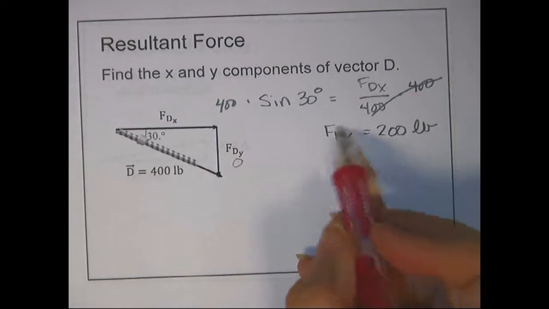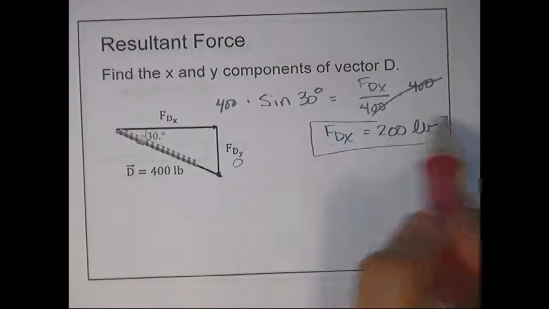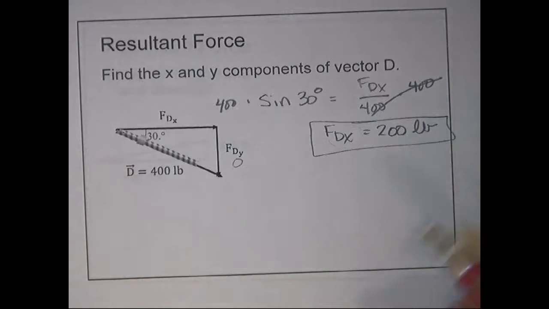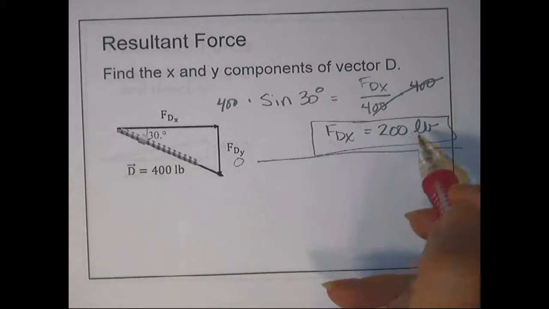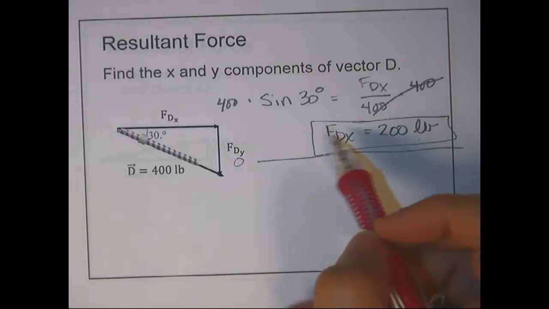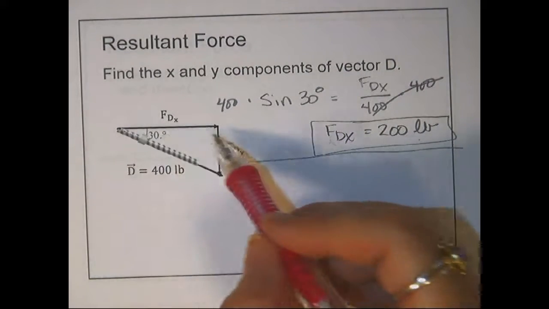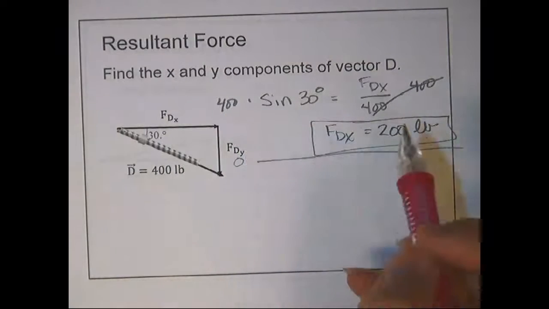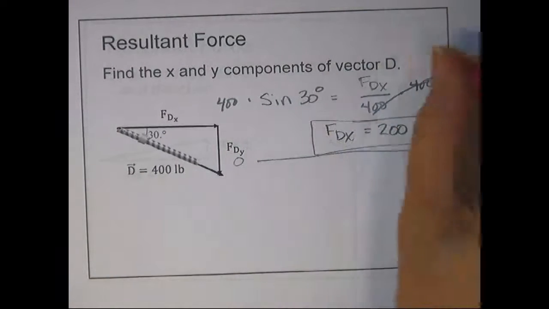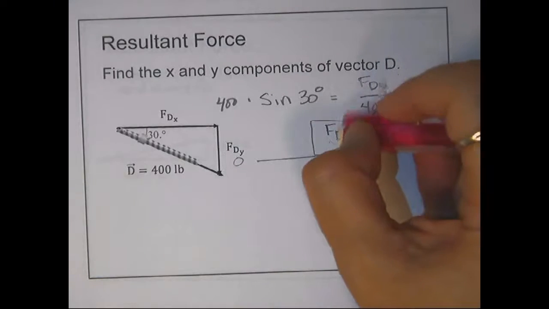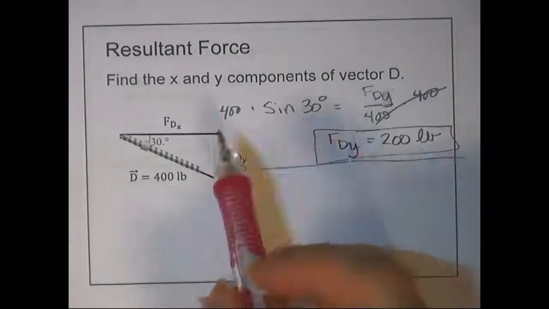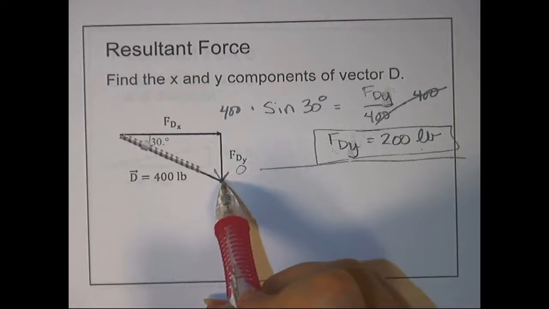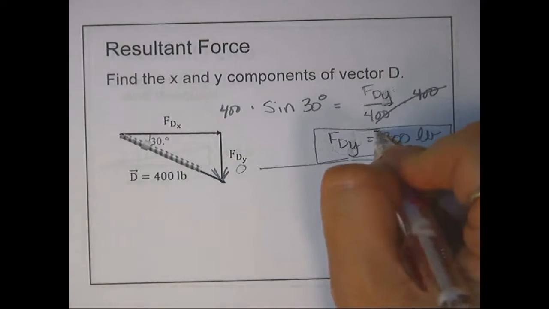Do you notice that every time I write this out, I put a box around it, because we're going to come back and add these up just like we did before. So you're going to want to make sure that they're labeled properly and you have them going correctly. Now let's check the sign on this. FDX, that's going in the positive x direction, so we're good on, oh, this should be FDY. FDY is going down, so this answer needs to be negative.